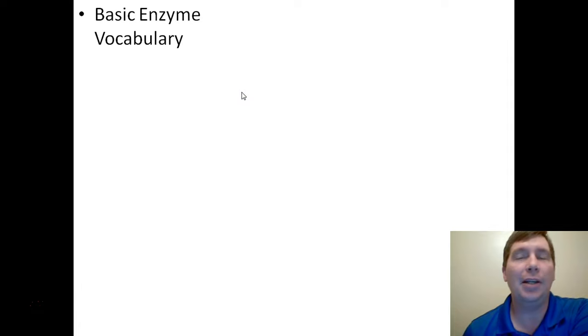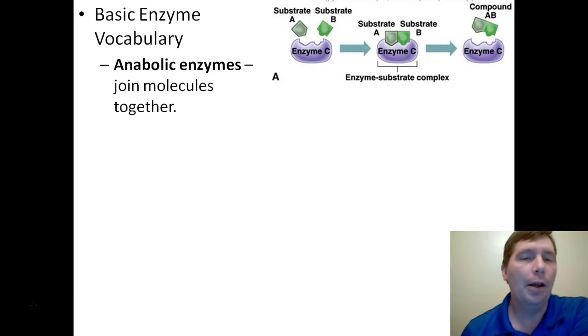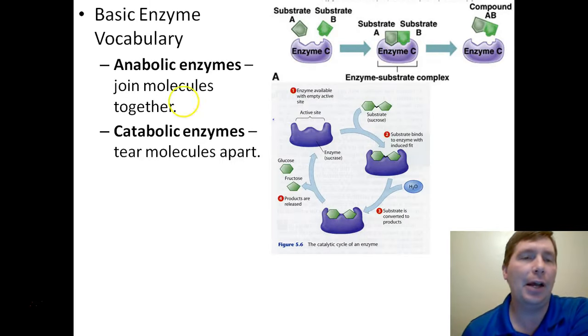All right, so before we can talk more about enzymes, we've got to hit up some basic enzyme vocabulary. This is basic vocab that's used whenever someone's talking about an enzyme. There are two main types of enzymes out there. You have anabolic enzymes and you have catabolic enzymes. Let me explain what they do.